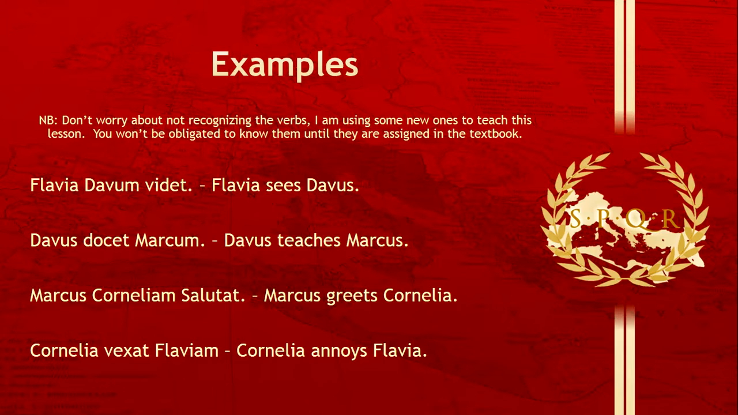Marcus Corneliam salutat. Marcus greets Cornelia. Again, Marcus at this point is the subject of the sentence. He's the one doing the action. Cornelia is the one being greeted. She becomes the direct object, hence the accusative case for Corneliam. Finally, Cornelia vexat Flaviam. Cornelia annoys Flavia. Same thing again. We're using Cornelia because it's a nominative case. Cornelia is who the sentence is about. She's the subject of the sentence. Flaviam is in the accusative case because Flavia is the one being annoyed.